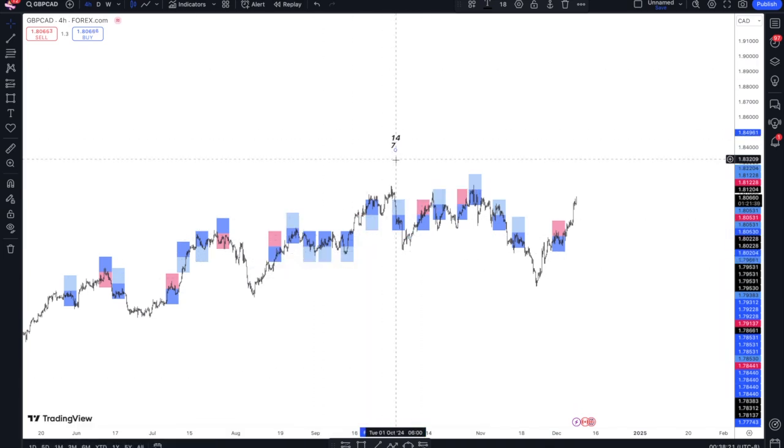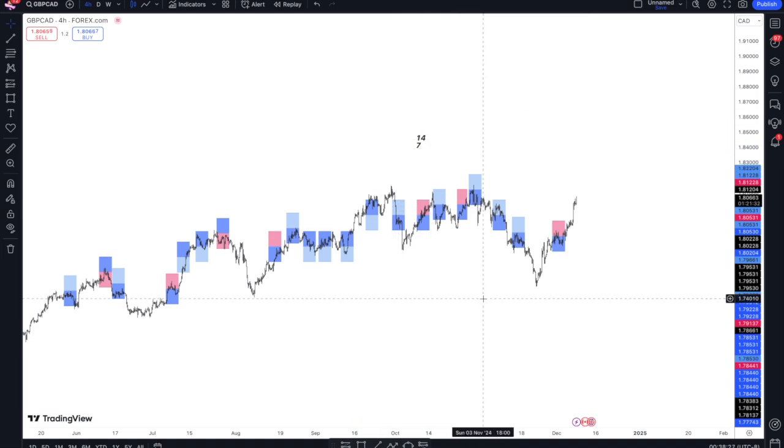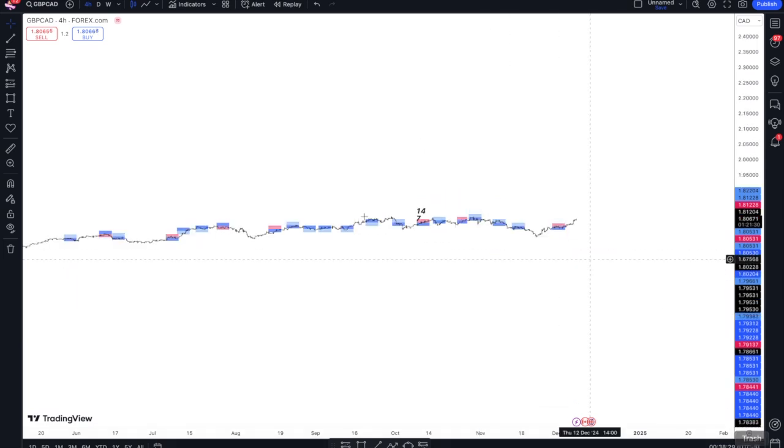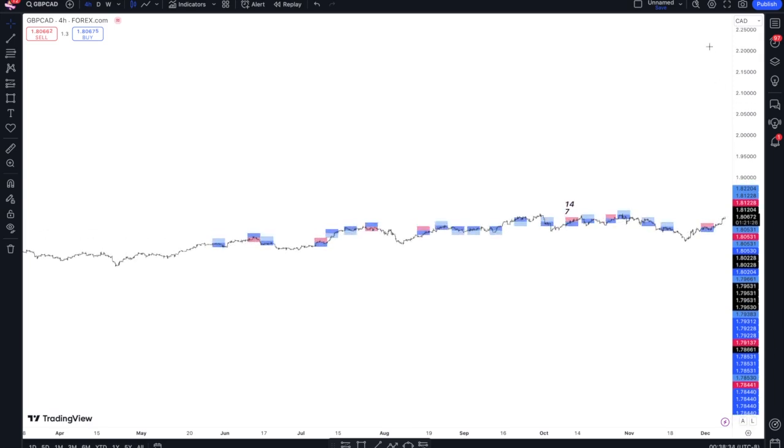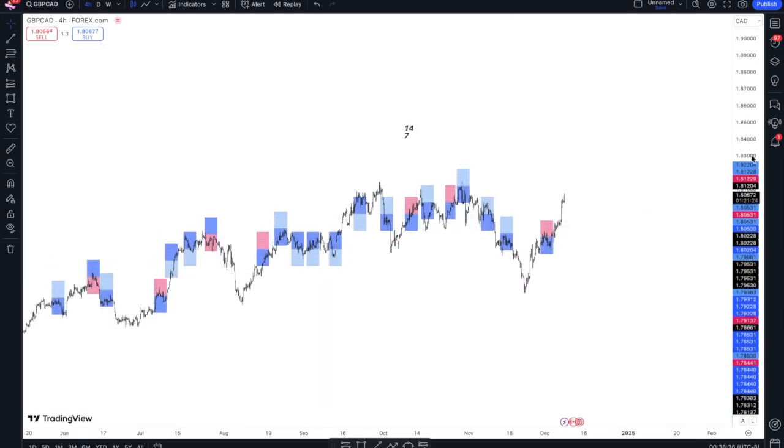It could have been 11 and 10, 8 and 9, whatever it was. It could have been anything. But this just got lucky. But that just proves it literally was a straight line. I had no clue where price was going, and I randomly bought and sold. I won 14 and lost 7.